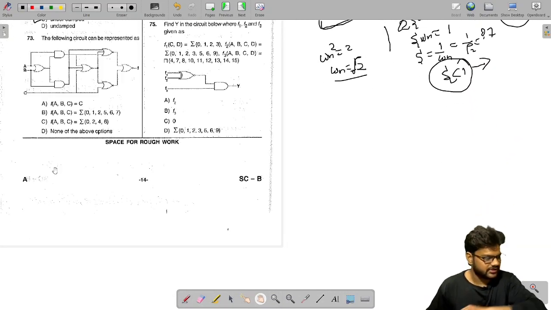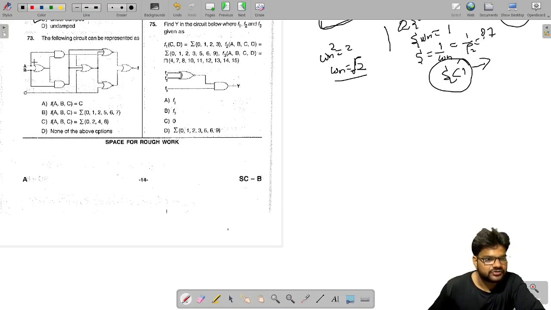Question number 73. The following circuit can be represented as... So this is A, this is B, this is a NOR gate. So this is going to be (A plus B) bar, and this is A dot (A plus B) bar. Let us find it out.